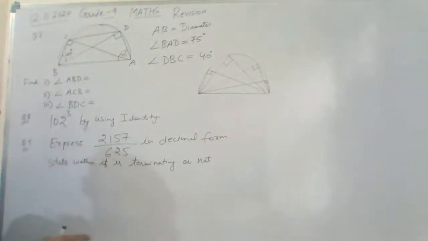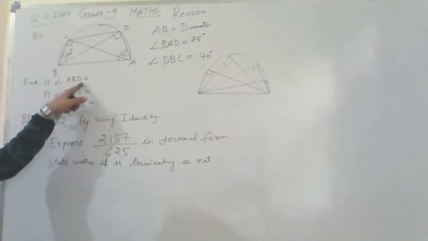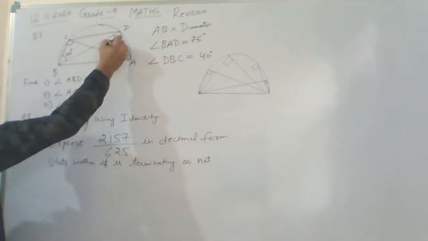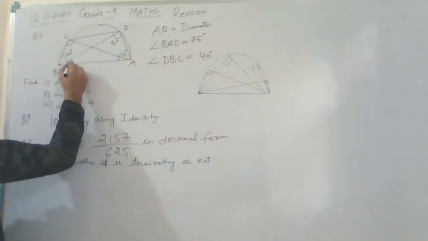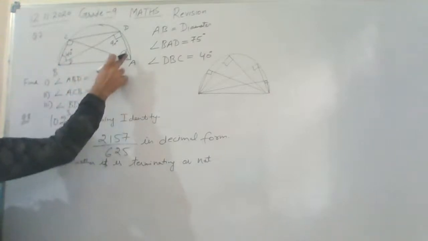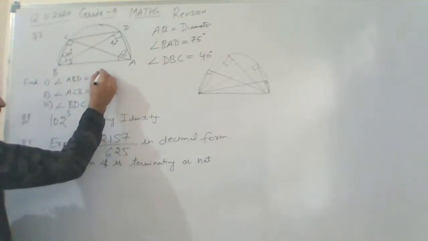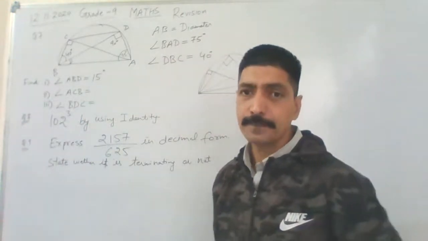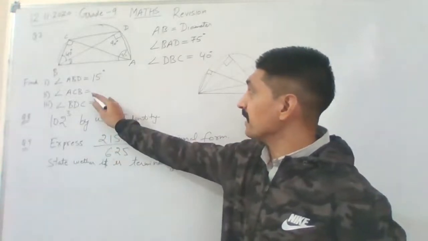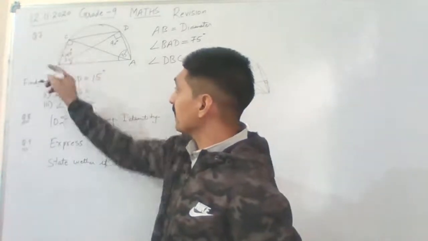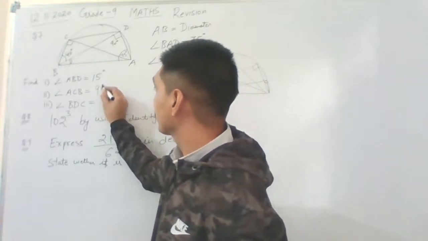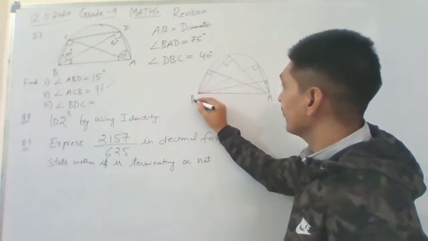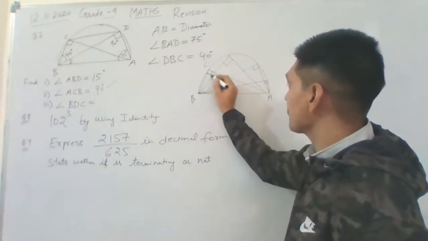What are the angles? Angle ABD. What is angle ABD? This angle is 90. This is 75, so this angle must be 15 degrees. Now, what is angle ACB? ACB is confirmed 90 degrees. If this is A, this is B and this is point C, then angle C is always 90 degrees.